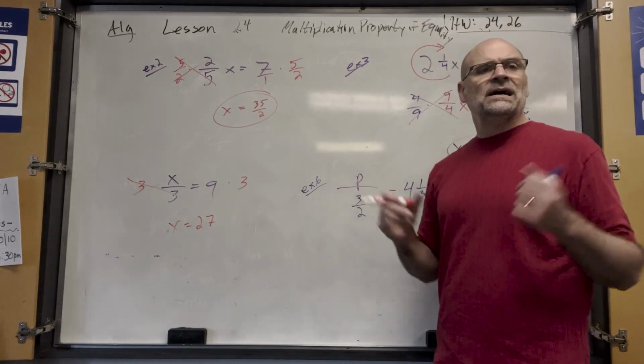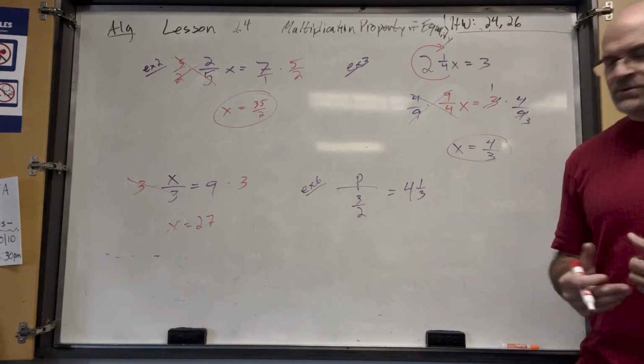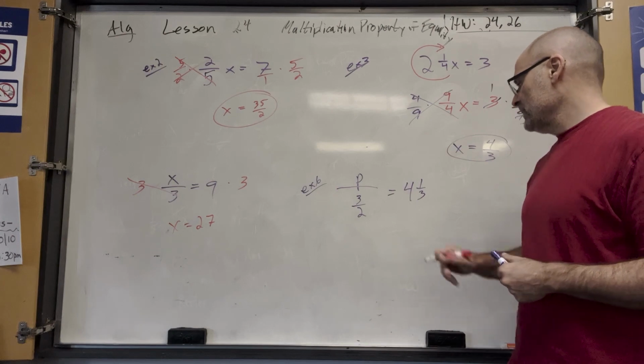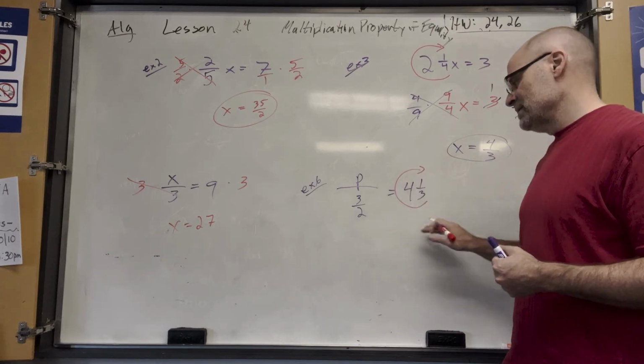All right, Mercy, how did you do this? How in the world did you do this? What did you do first? I turned 4 1/3 into a mixed number. Yes, because what do we think of mixed numbers?